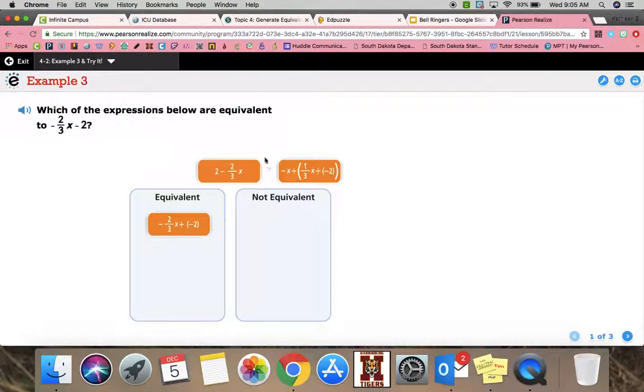Okay, then we go and look at this one here. So this 2 right here is positive. So I already know that it's not going to be equal because my 2 up here is negative. So that one is not equivalent.